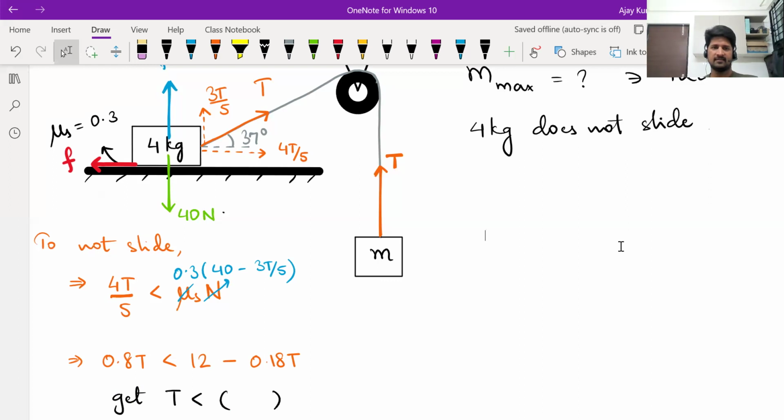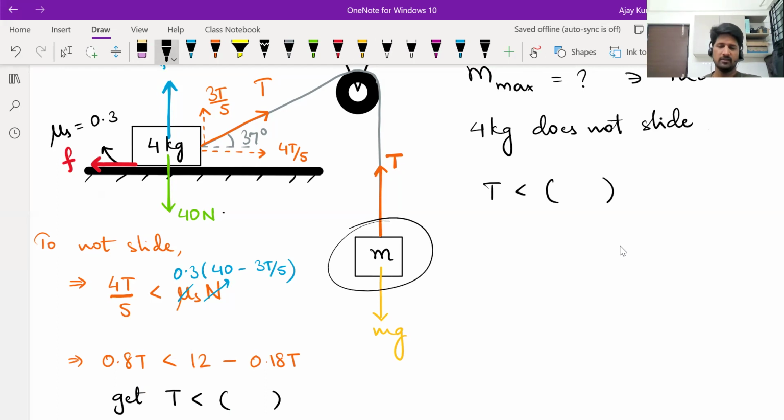Sir, the mass, the block. You should say weight of the block. Okay, gravity. Right. So suppose its weight is mg. Now, if the 4 kg is not sliding, this block also will not be moving. Then tension should be equal to mg. Now you got T less than some number there, right? So you know the maximum tension that can be generated in that rope. And we know T is equal to mg because for this block to be in equilibrium, T has to be equal to mg. Therefore, in place of T, if you write mg, you will get mg less than that number, and send g to that side.